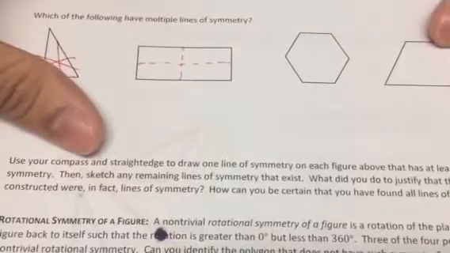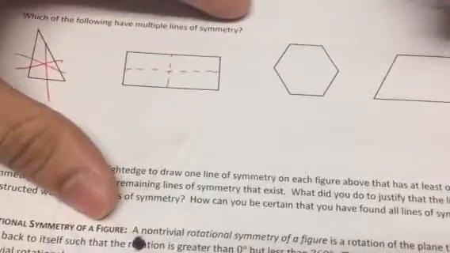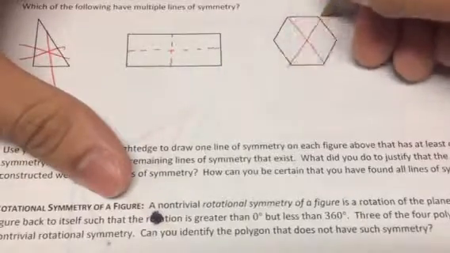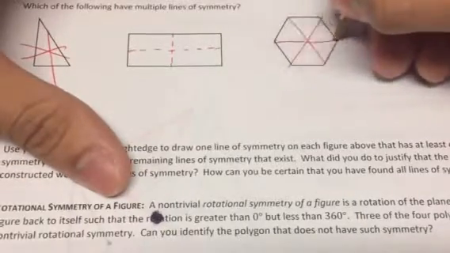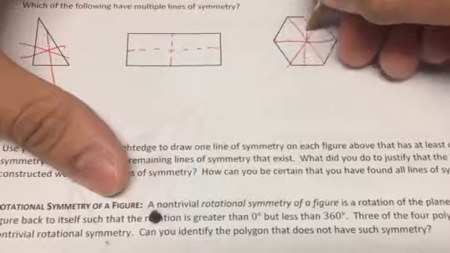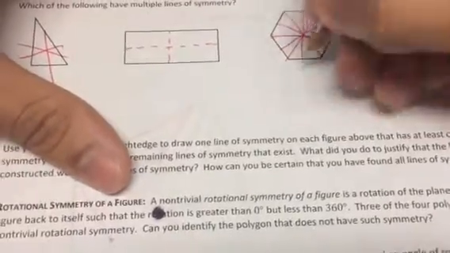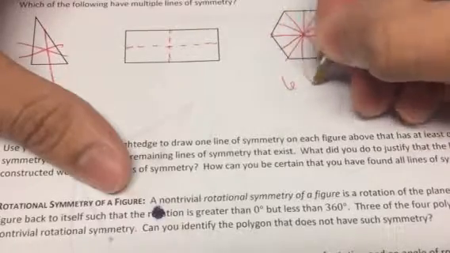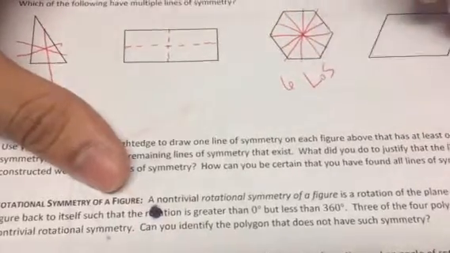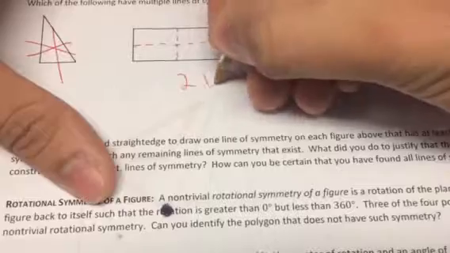So that one has two lines of symmetry. This hexagon, we can go this way, we can go that way, we can go this way, but we can also go right down the middle, just like that. All right, so this one has 6 lines of symmetry. This one only had 2 lines of symmetry.